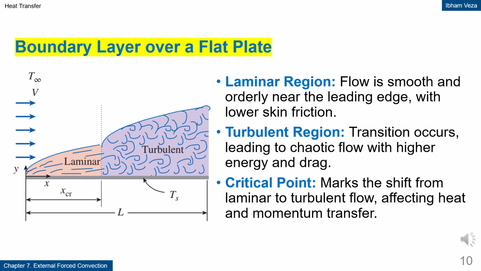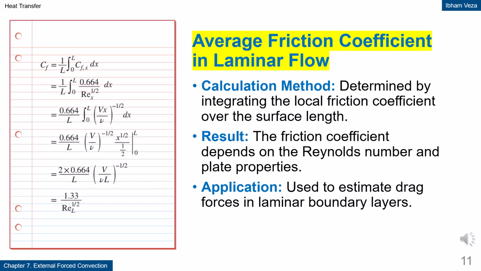This change of regime strongly affects both drag and heat transfer. Therefore, the transition location plays an important role in engineering analysis. Average friction coefficient in laminar flow over a flat plate.